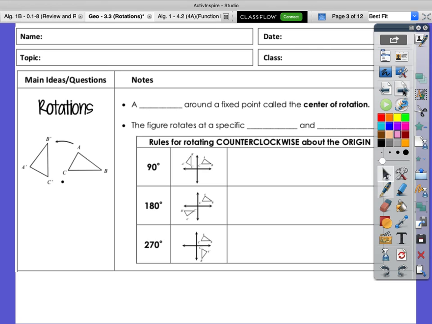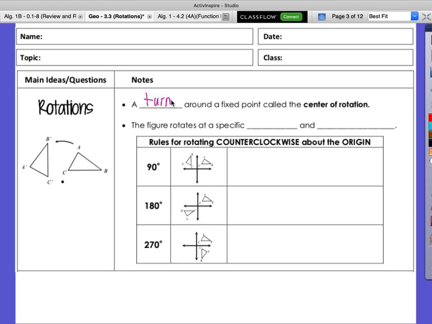Okay, so we're on rotations here. We first have to define what a rotation is. A rotation is a turn around a fixed point called the center of rotation. You have a fixed point and you spin it around that. So it's pivoting. Yeah, it's pivoting. It's a good way to think of it.